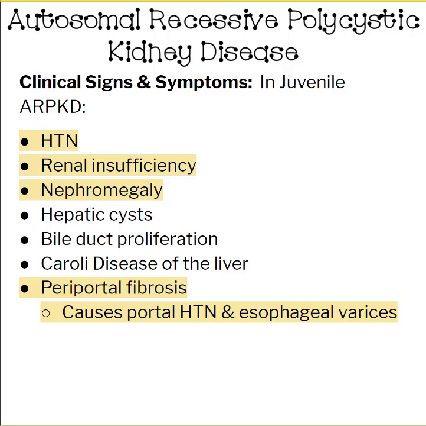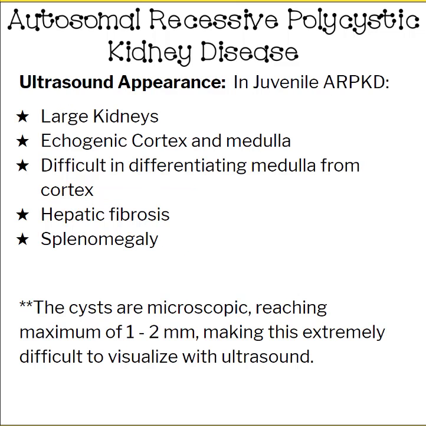And that periportal fibrosis causes portal hypertension, which then causes cirrhosis of the liver, splenomegaly, esophageal varices, everything that goes along with portal hypertension. So these kids are kind of in a rough spot when they start to present with liver issues. Now, as far as ultrasound goes, for the juvenile ARPKD, we are going to be able to see those large kidneys. We're going to have a very echogenic cortex and medulla, and we're going to have difficulty in differentiating the medulla from the cortex.